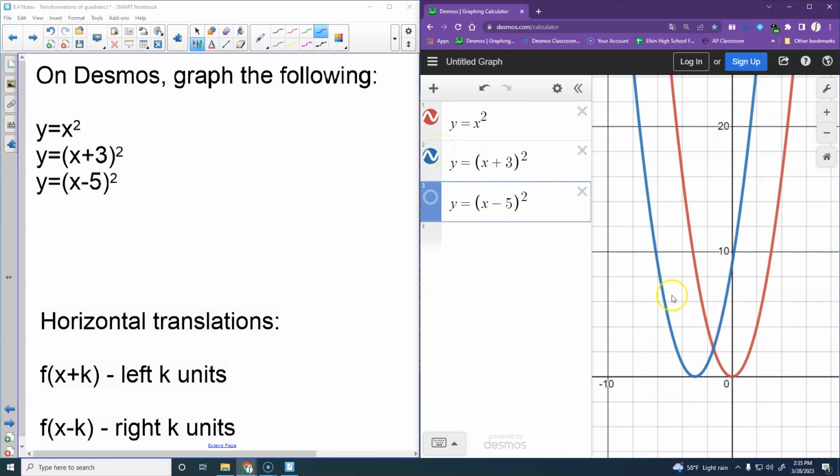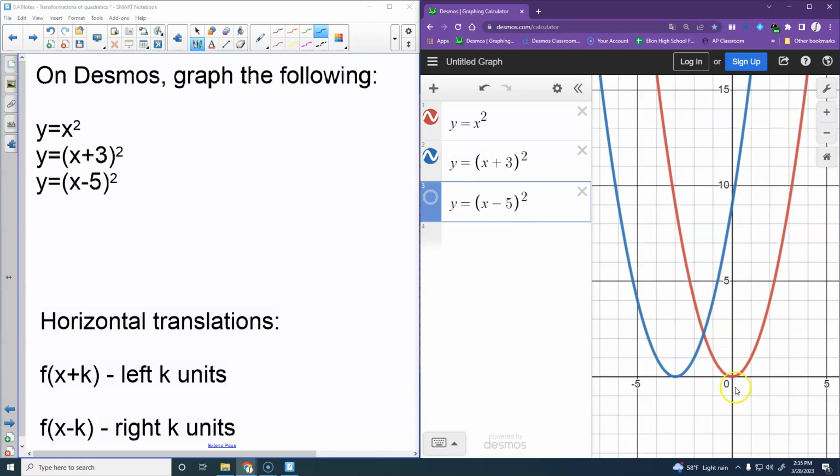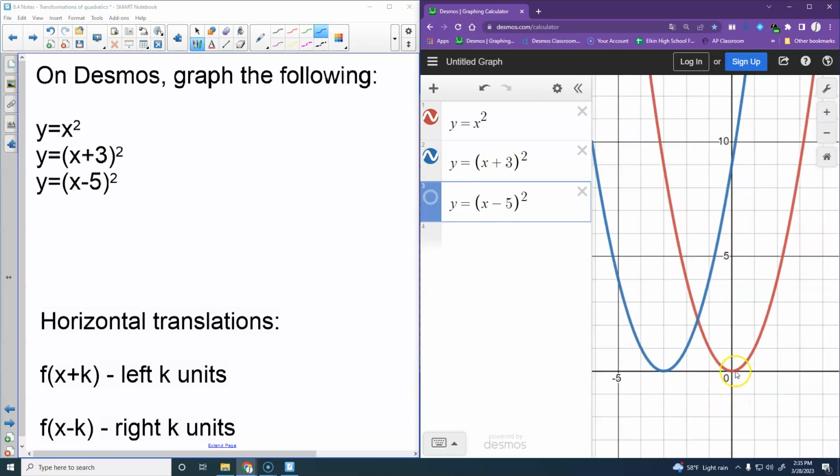What happened to that graph right there? It went to the left. How far? 3. Now look at your equation. Is there anything kind of strange about that? The equation said plus 3, but it went to the left, which is like the negative side, right? Let's take note of that.